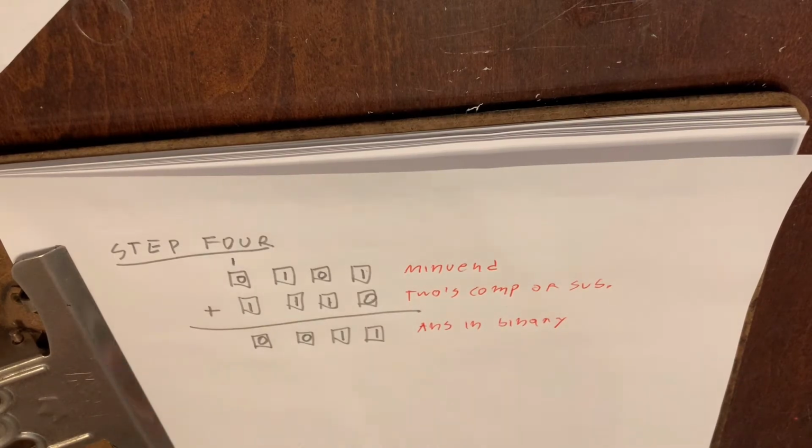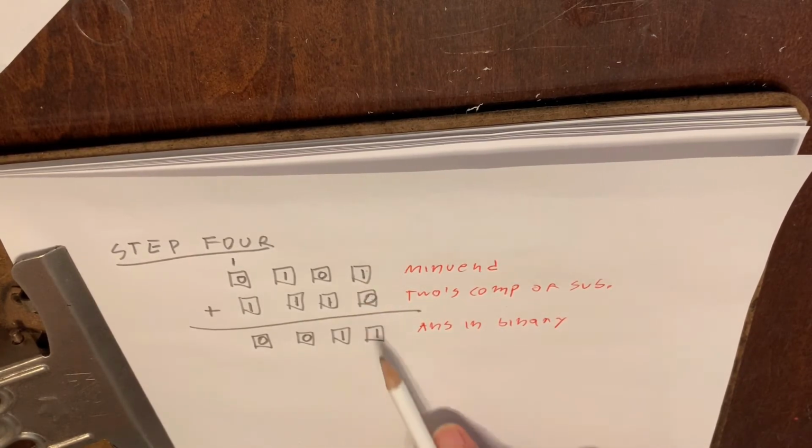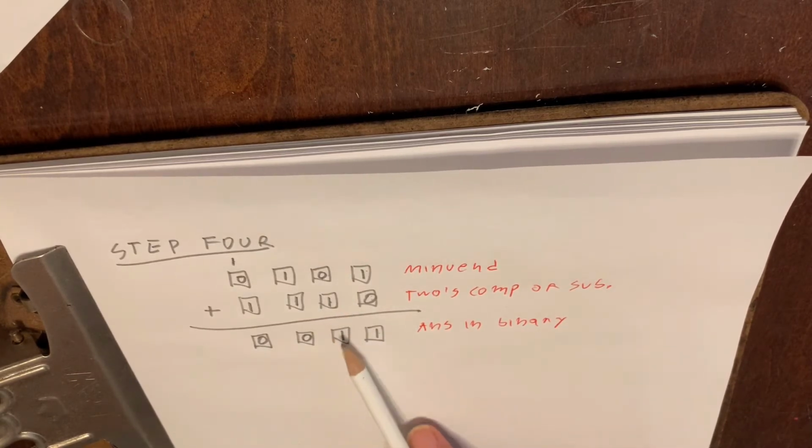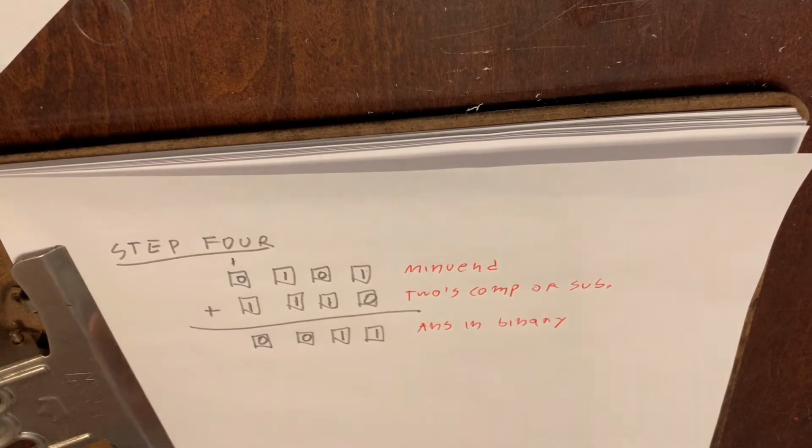Let me review what we just did. This is big time interesting. 1 plus 0 is 1. 0 plus 1 is 1. 1 plus 1 is 0. Carry the 1. 1 plus 1 is 0. Carry the 1, and the 1 vanishes because we only have 4 bits.